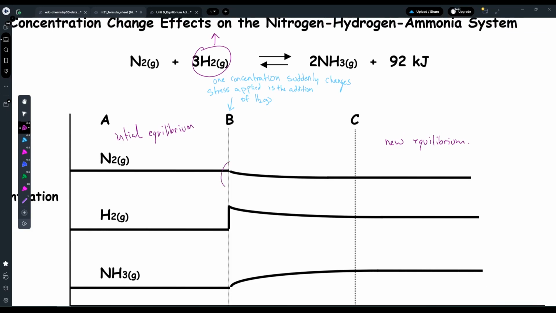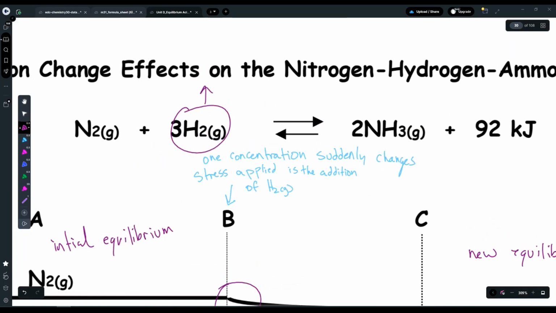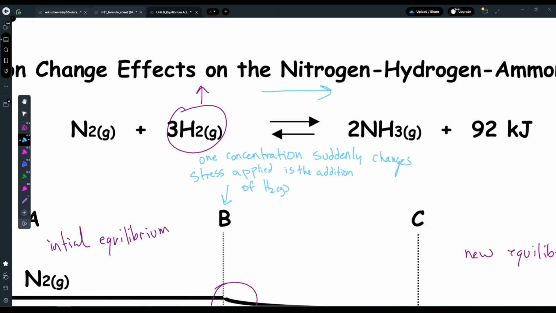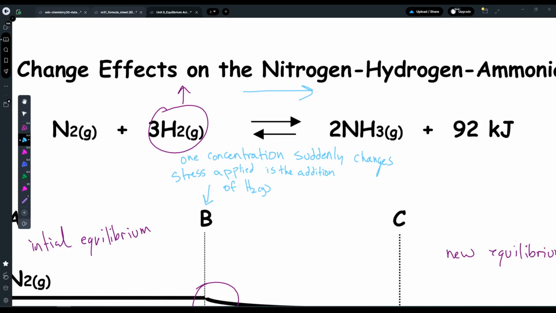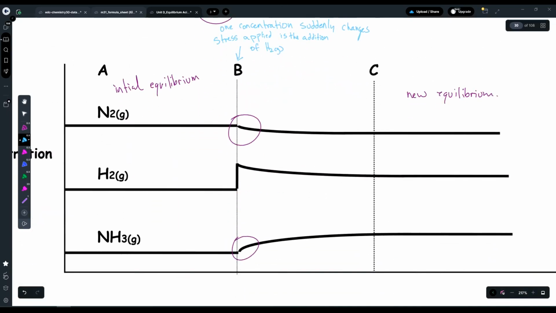To explain these changes here, remember that when you add something to a system, the system shifts away in order to use up that extra hydrogen. Okay, so what that's going to cause is it's going to cause the forward reaction to be favored, which is going to produce ammonia. So that explains why ammonia's concentration goes up.